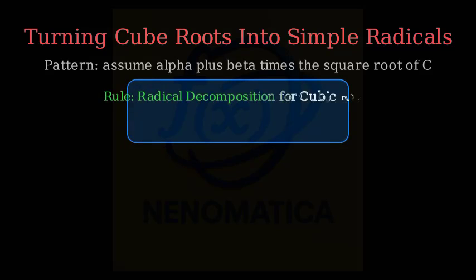The guiding idea is this. If you see a cube root of the form a plus b times the square root of c, try to write it as alpha plus beta times the square root of c. Then cube both sides and match the rational and irrational parts to get a small system for alpha and beta.